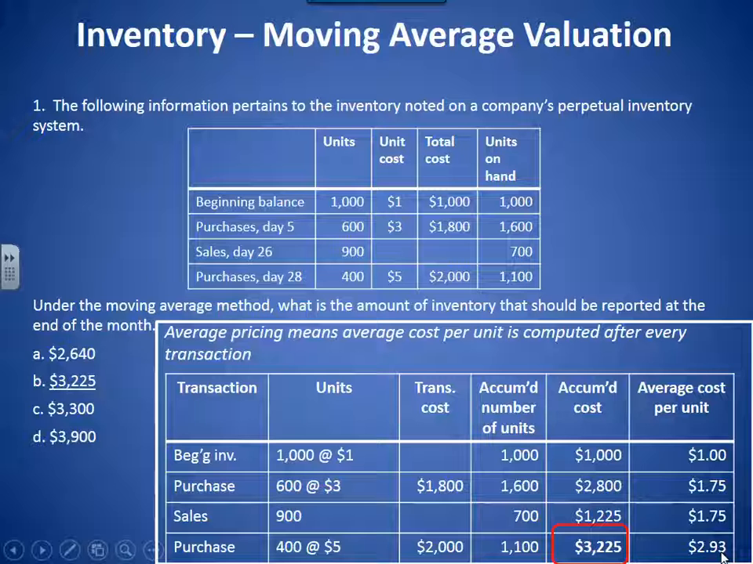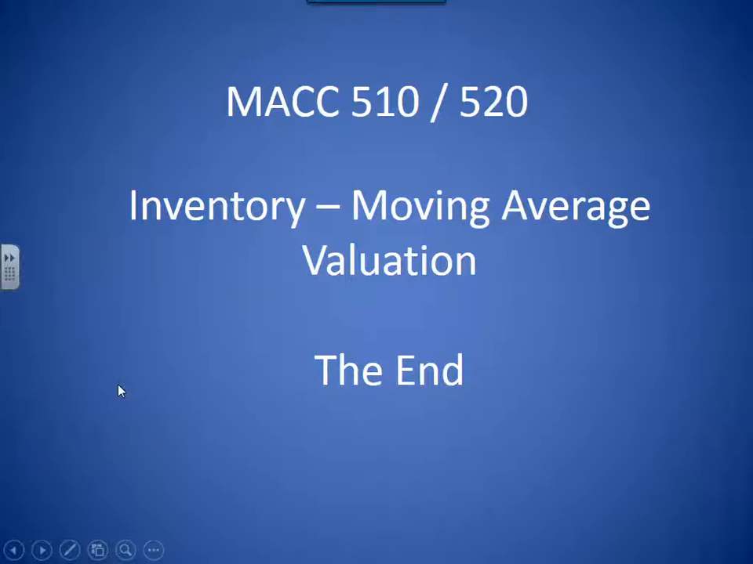But here what is being asked for is the value of the inventory at the end of the month, or the end of the accounting period, which would be equal to $3,225, which is answer B. And with that demonstration, that is the end for inventory, perpetual inventory moving average valuation.